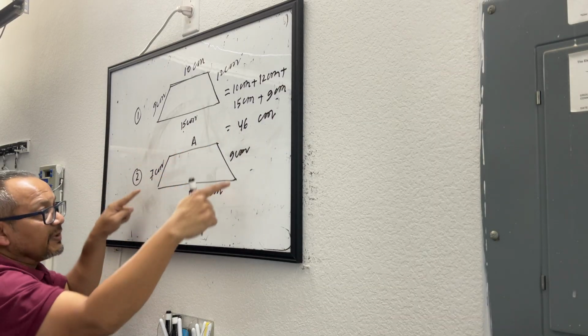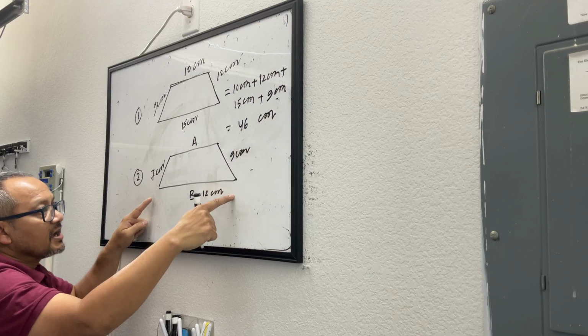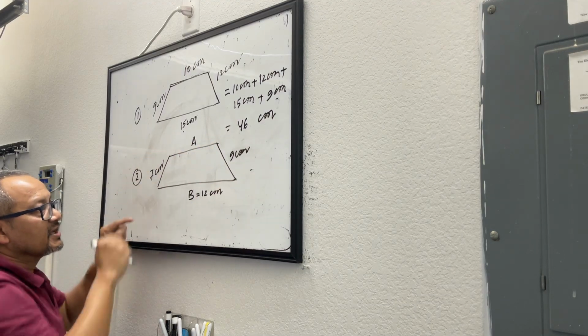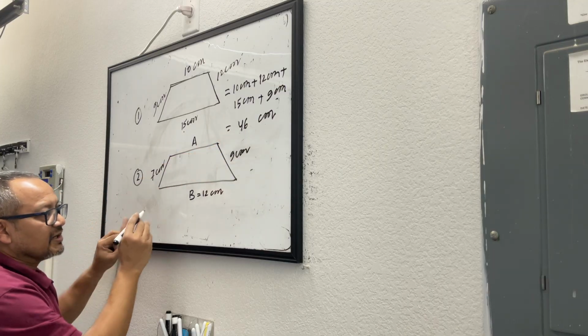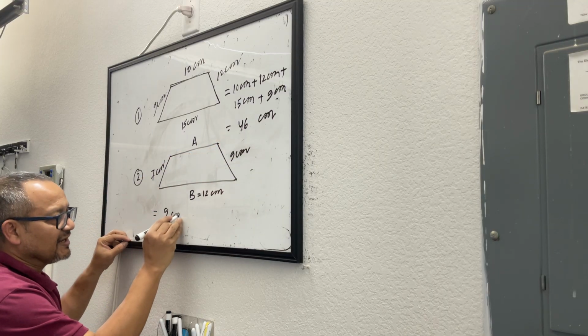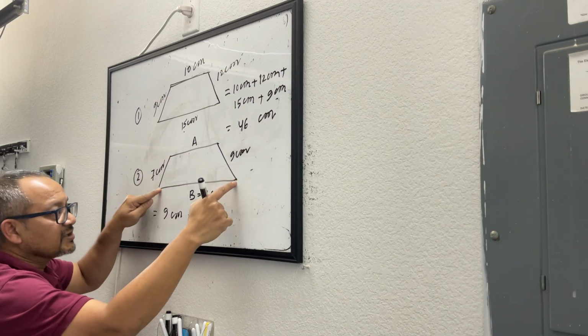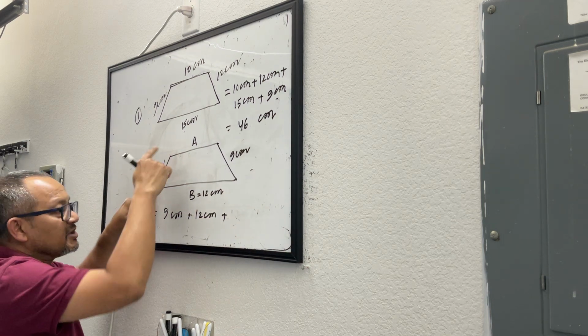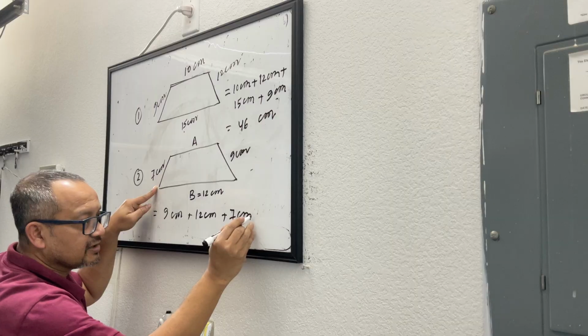If I have to find out the perimeter of this shape, I have to find out this length, this length, this length, and this length. What I see is this is given. 9 centimeters is given. Whatever is clear, I will write that first. 12 centimeters is given. I will write that also. 7 centimeters is also given. I will write that also.